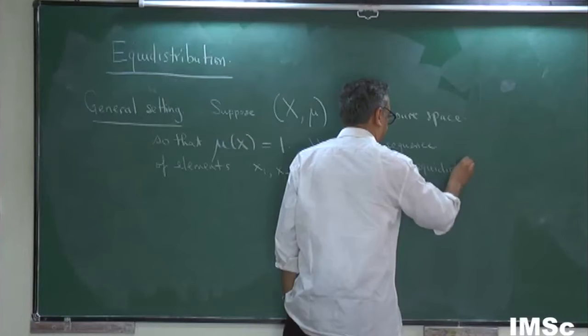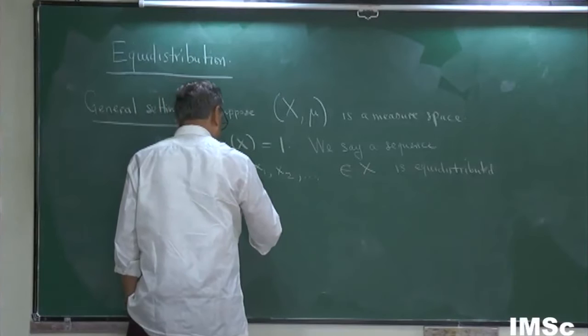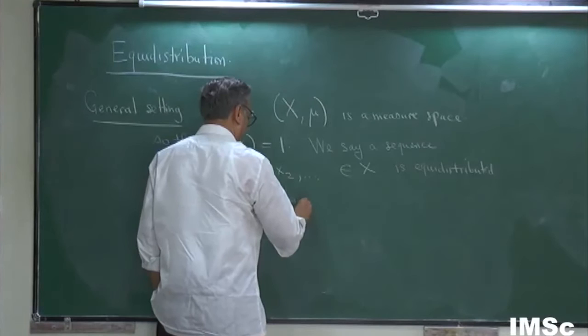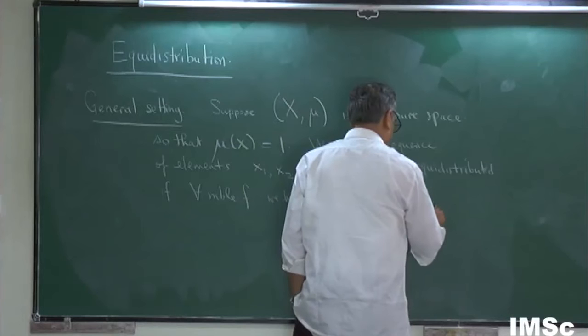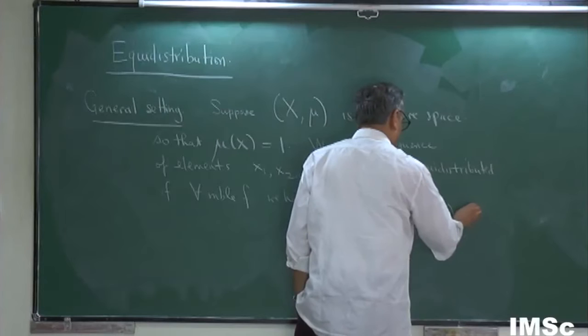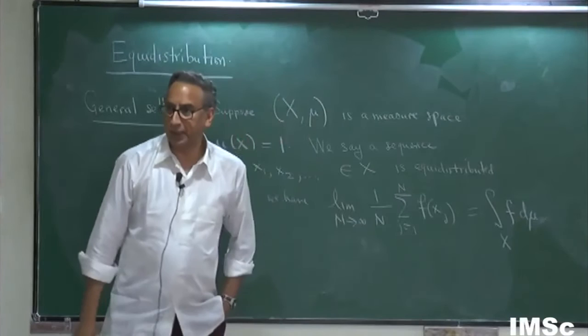if for all measurable functions f we have the limit as N goes to infinity of 1 over N, the summation of f of xj, j going from 1 to capital N, equals the integral over X of f d mu. So this is the general, super general notion of equidistribution.